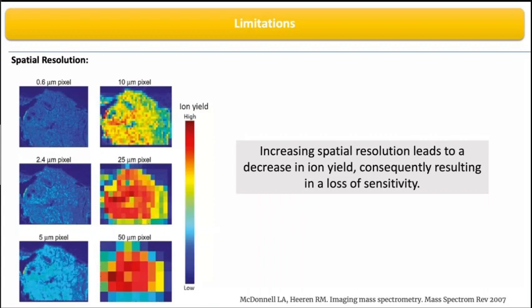It's very good to have a clear image. For instance, at the 0.6 micron pixel, we have an amazing clear image, which we can pair with our microscopic data and more. But we can see that the ion yield is barely visible, which means that we really need to decrease the resolution a little bit in order to have a higher ion yield. So this is like a daily challenge in imaging mass spectrometry, because either you have a very good spatial resolution, or you have a good ion yield.